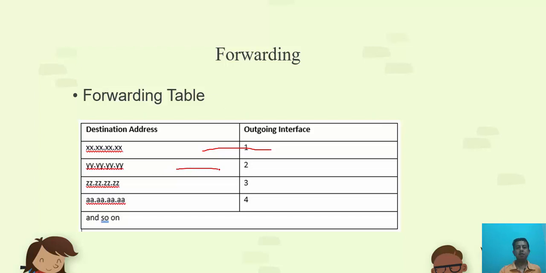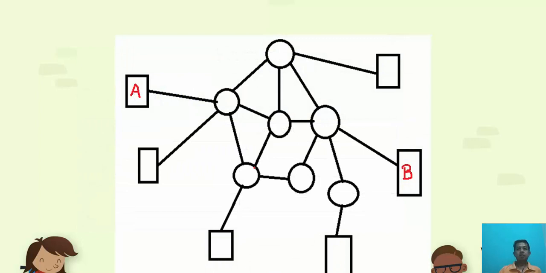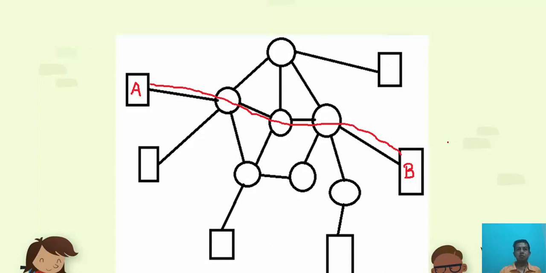If the destination address is this, forward to this interface, and so on. Obviously, the forwarding table will be based on a routing algorithm on the path decided. Now, going back to this figure, say if data is to be sent from A to B, and this is A and this is B, and the routing algorithm decides that this is the best route, this particular route, which I have shown with the red color is the best route.